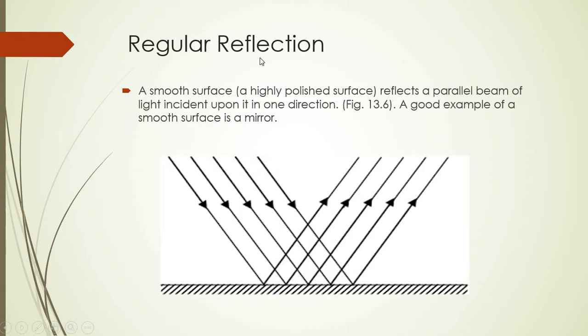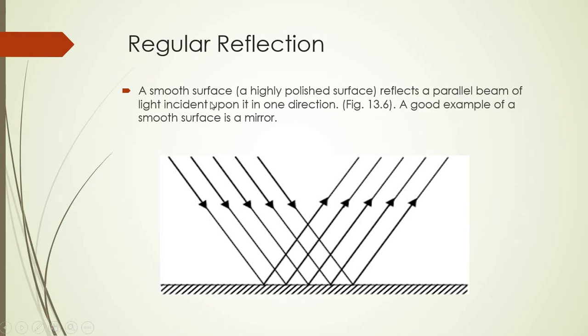Now coming to regular reflection. A smooth surface or highly polished surface reflects a parallel beam of light incident upon it in one direction. A good example is a smooth mirror. A mirror is a smooth surface. That type of surface which is smooth, like a mirror, even tiles, in tiles also you are able to see your face. Shiny materials show what is called regular reflection.